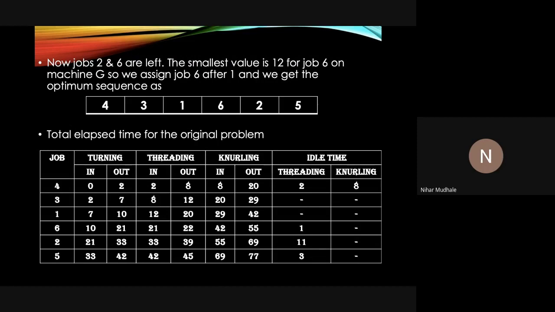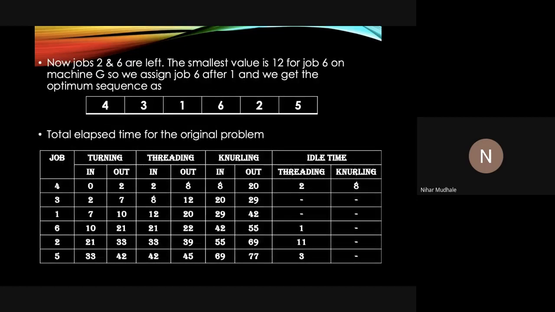So the total elapsed time for the original problem can be written as shown in the table below, and the idle time of threading and knurling is also given here. This is how the in and out times of all the jobs on the three machines are given, and the idle time required to do those jobs is always listed by the operator on the right side under idle time. Thus the minimum elapsed time is 77 minutes.